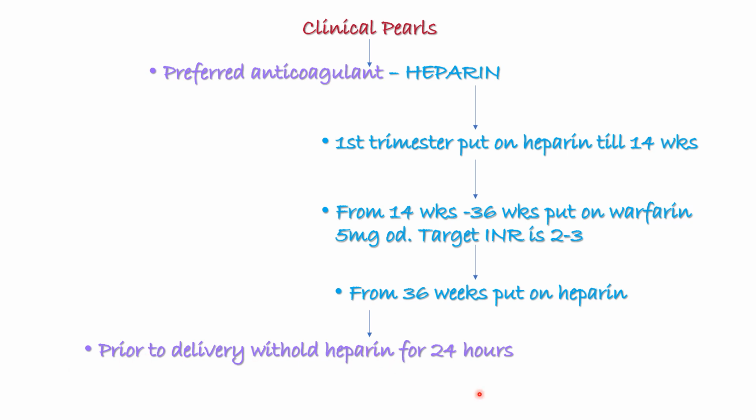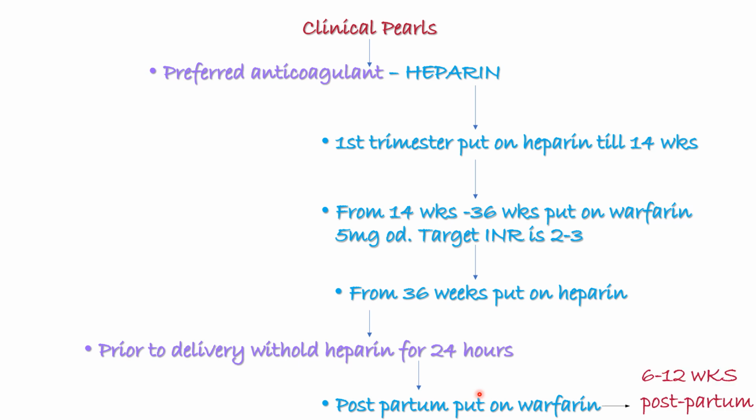This is to prevent bleeding, because delivery can be either cesarean section or normal delivery. After delivery, if the patient was on warfarin because of contraindications to heparin or financial constraint, you put the patient back on heparin for 6 to 12 weeks postpartum. But if your patient can afford heparin, whichever heparin you use, you give it from the time you diagnose DVT or PE until delivery, then you withhold for 24 hours, and postpartum you continue on heparin.